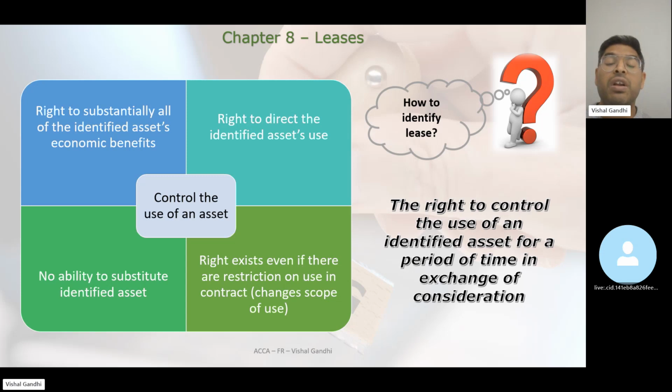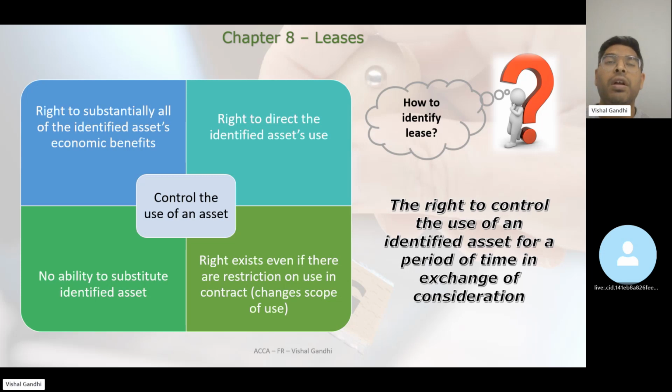So that does not take out control from the lessee. Lessee has still control over the asset. And the last one is no ability to substitute the identified asset. So lessor should not have any ability to substitute the identified asset during the lease term. Whatever the lease period is, he should not substitute that asset.